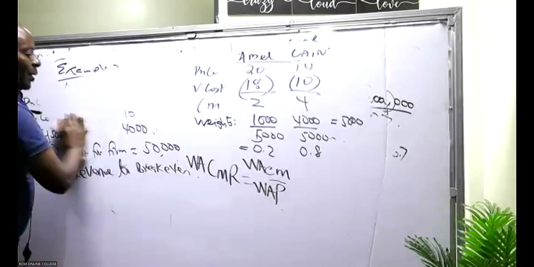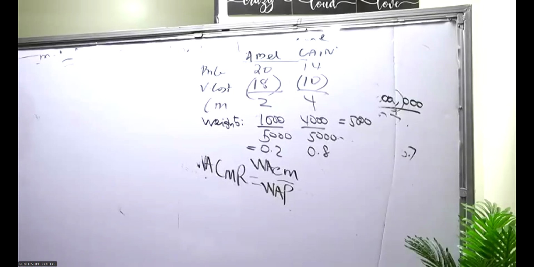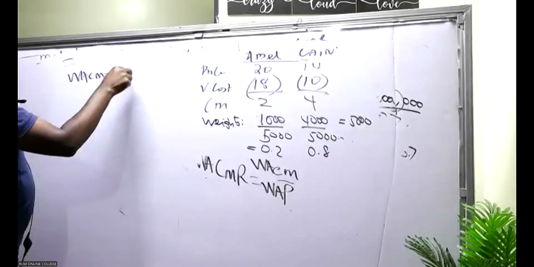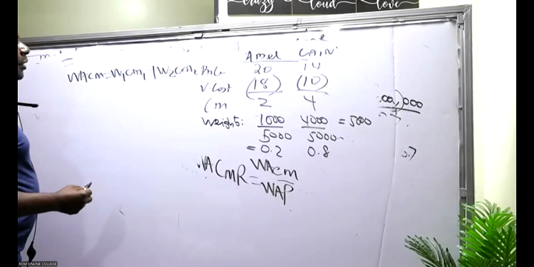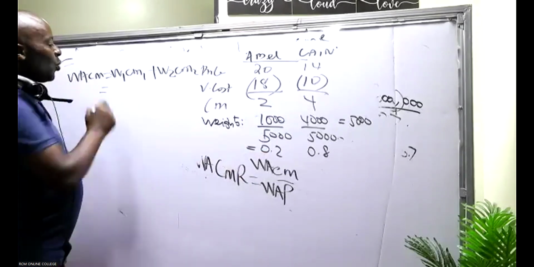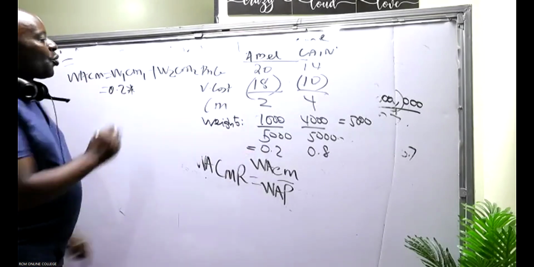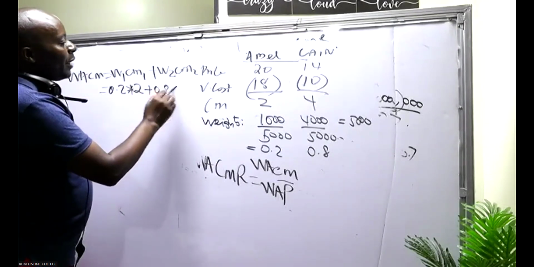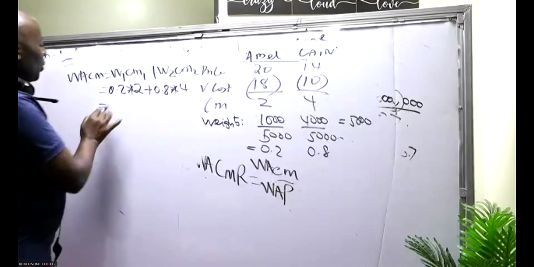To get WACM, ladies and gentlemen, I will take weight 1 times contribution margin 1, plus weight 2 times contribution margin 2. Like that. So weight 1, I can see the weights here, is 0.2. Contribution margin 1 is 2. Plus weight 2, 0.8, times contribution margin 2, which is 4. So is there somebody who is able to give me this WACM?